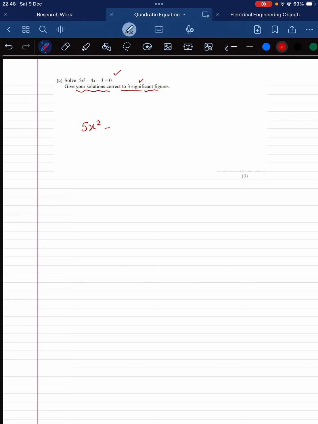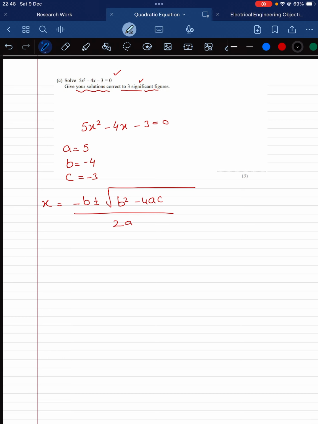So we have 5x squared minus 4x minus 3. First we write the value of a is 5, you can clearly see, b is minus 4, and c is minus 3. Now we write the formula that we have already learned: x equals minus b plus or minus the square root of b squared minus 4ac, over 2a. Now we just place the values in this formula. x is equal to minus, this is the same minus, and the value of b is also minus, so minus minus 4.